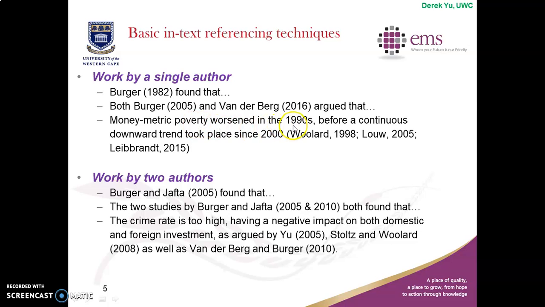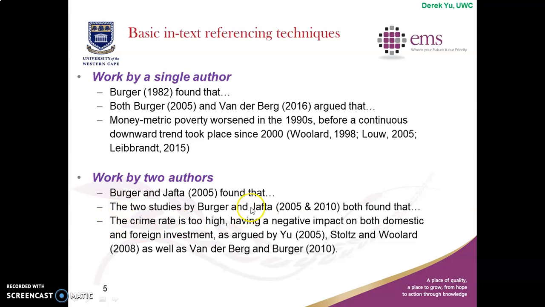Money-metric poverty worsened in the 1990s before a continuous downward trend took place since 2000. Then in brackets, you name the three sources: Woolard, 1998; Lowe, 2005; and Libran, 2015. Okay, what if there are two authors in the study? It is the same story, then use the word and. So this is an example: Berger and Yafter, 2005, found this and that.